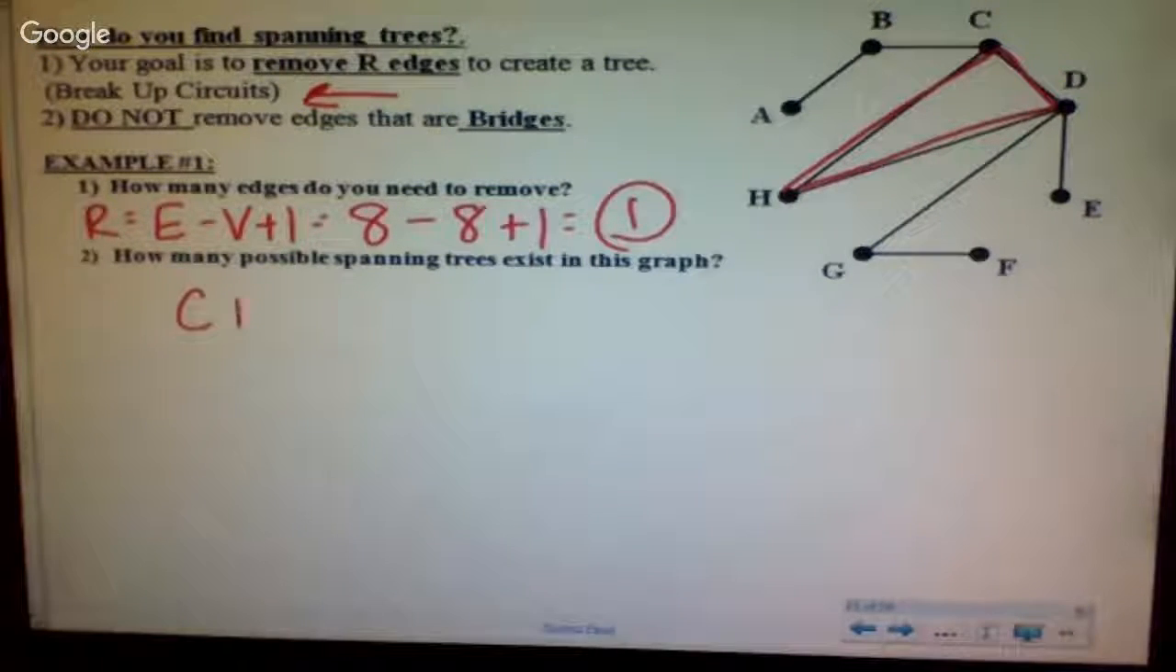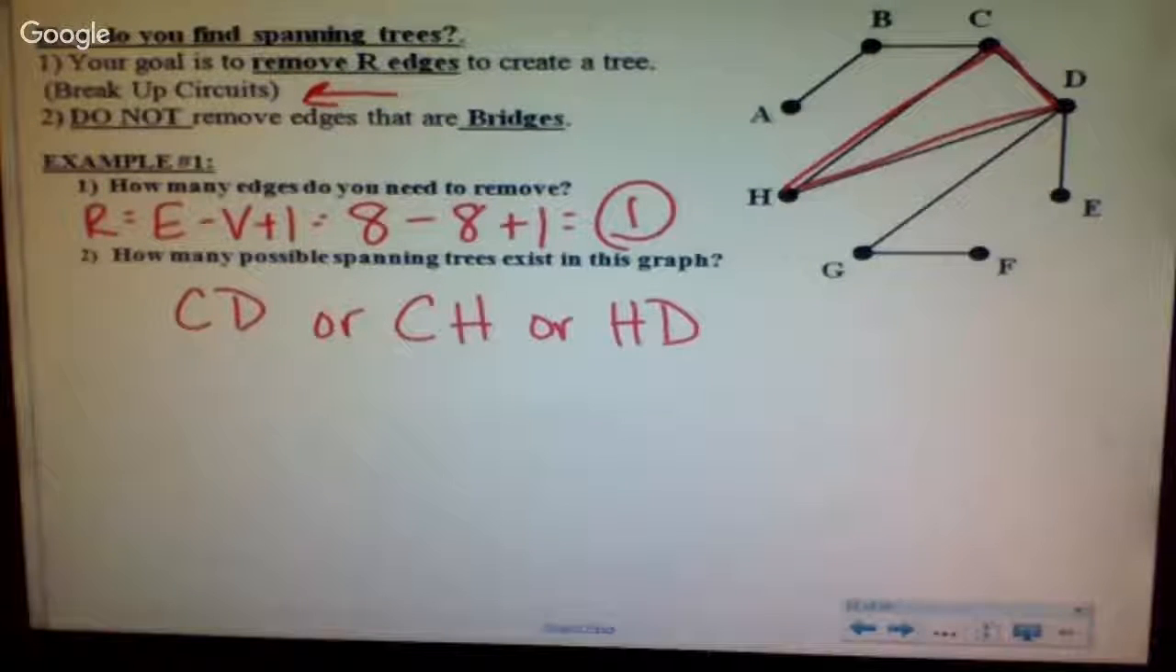I can remove C to D, or C to H, or H to D. Doesn't matter which one. You just need to remove one of them to break up that circuit. Questions? Does that mean there's 3 possible spanning trees? Yes. And we will finish talking about that tomorrow.